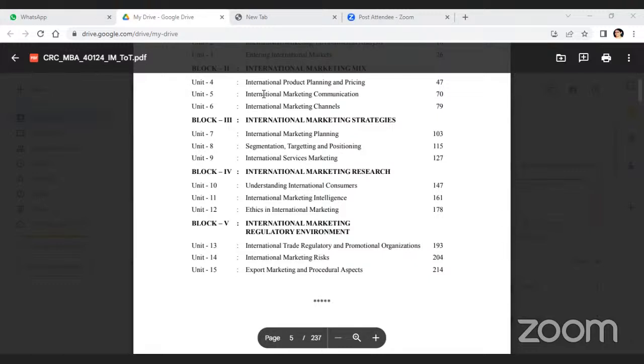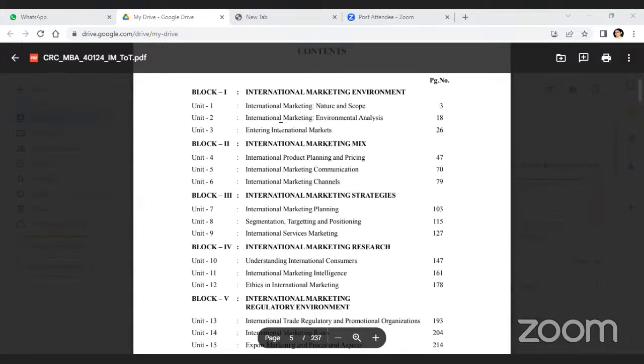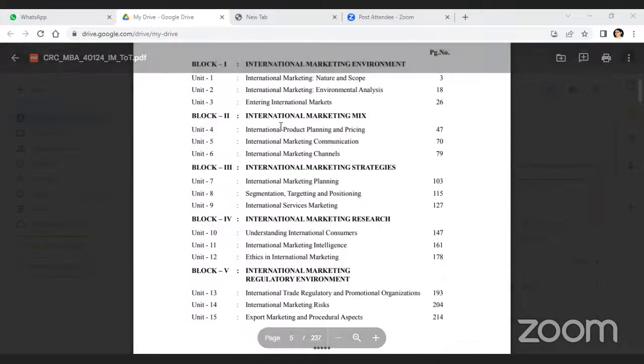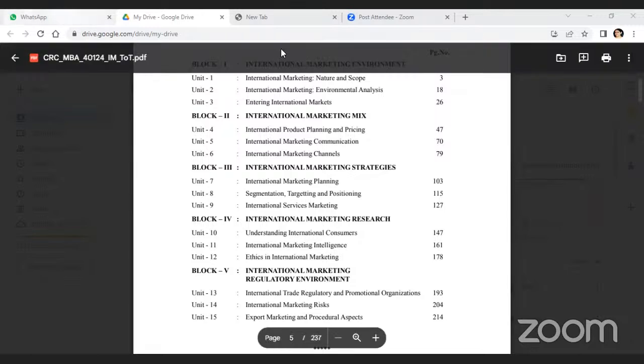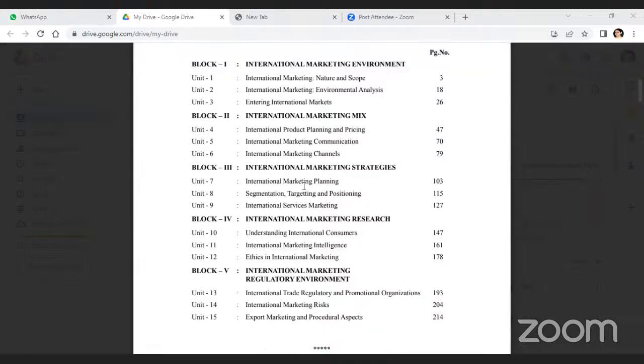In the previous class, we discussed the international marketing mix, that is product planning and pricing, marketing communication, and marketing channels. In today's class, we are discussing international marketing strategies, block 3. Under this, we will cover international marketing planning, segmentation, targeting, and positioning. Then international services marketing, or the overall picture of international services marketing.